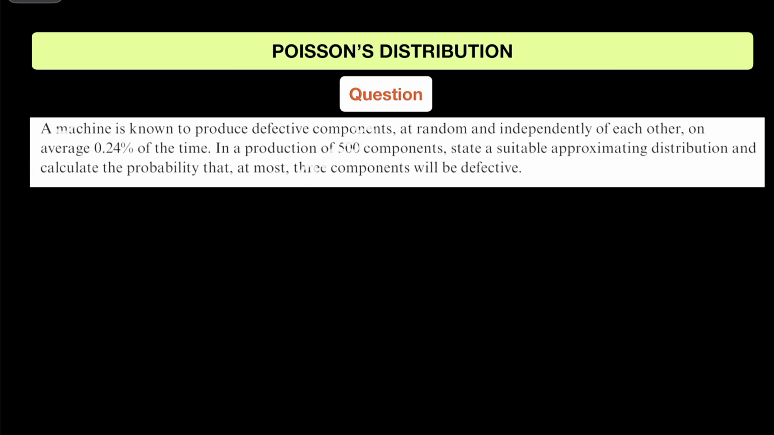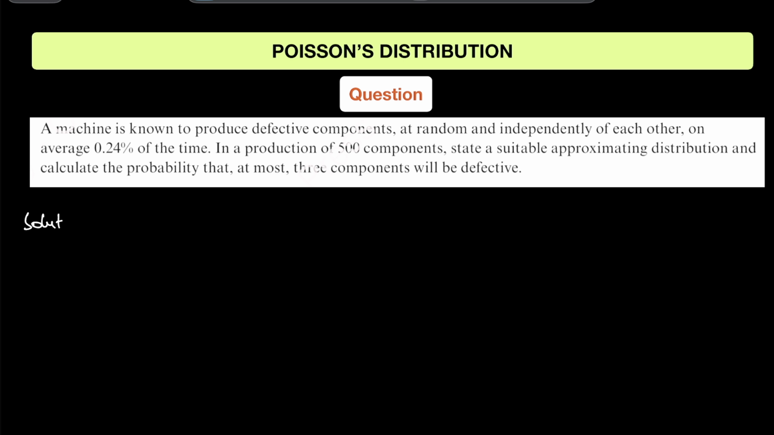Yeah, so now we have reached the next question of Poisson distribution, and this question states that there is a machine which is known to produce defective components, two keywords which are given, at random and independently of each other, on an average of 0.24% of the time. If I convert this 0.24% into decimals, it will be a very small value. In the production of 500 components, state a suitable approximating distribution and calculate the probability that at most 3 components will be defective. So let's start with the solution of this question.